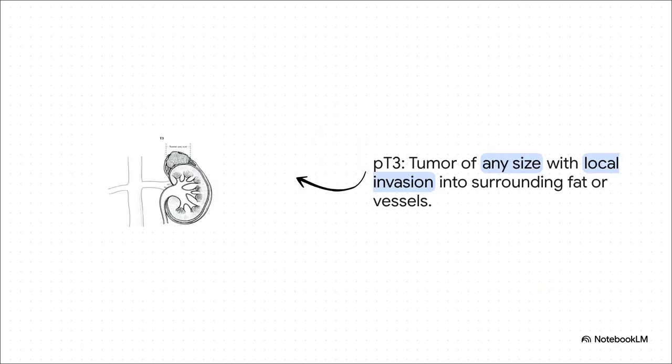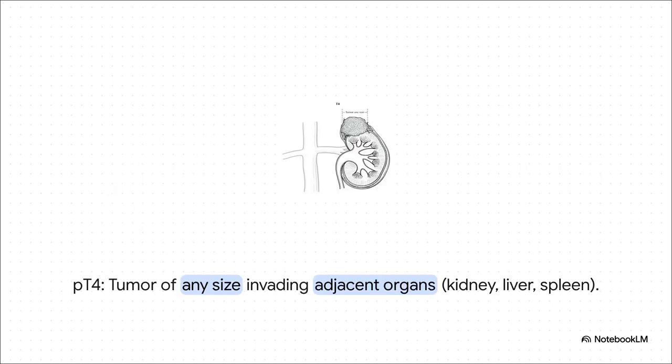At pT3, the game changes. The tumor has broken out of the adrenal gland. Size doesn't matter for this stage. It could be small or big, but it's now invading into the surrounding fatty tissue, or maybe into the renal vein. The important distinction here is that it has not yet grown directly into its neighbors, like the kidney or the liver.